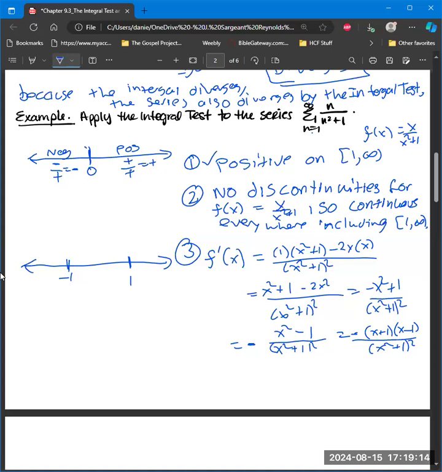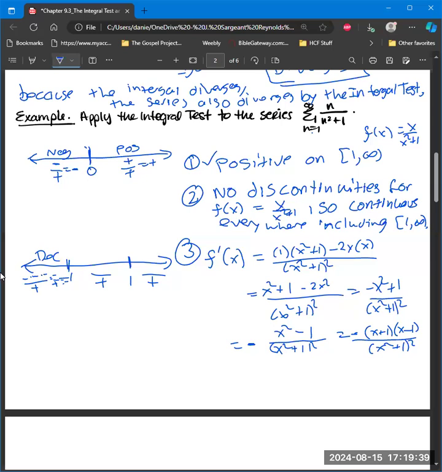And I have a negative in my formula. My denominator is always positive here. So if I stick in something to the left of negative 1, a negative times a negative times a negative is a negative, over a positive is a negative. So this is decreasing.